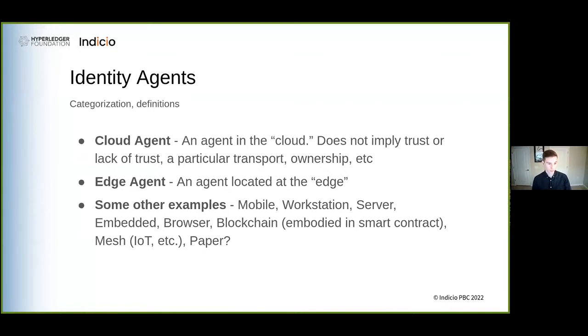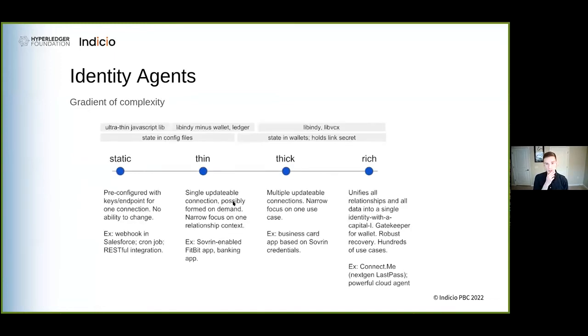There are, of course, other types of agents. Ones you might hear are mobile, workstation, server, embedded, browser, blockchain. Anywhere where it makes sense for an agent and an identity to be represented, there's likely a specific enough category that we can use to describe it. So in addition to these descriptions of location, we also have varying degrees of complexity within the agent ecosystem.